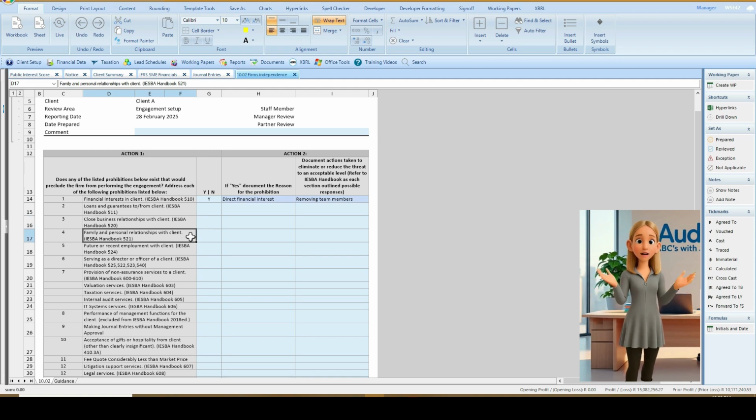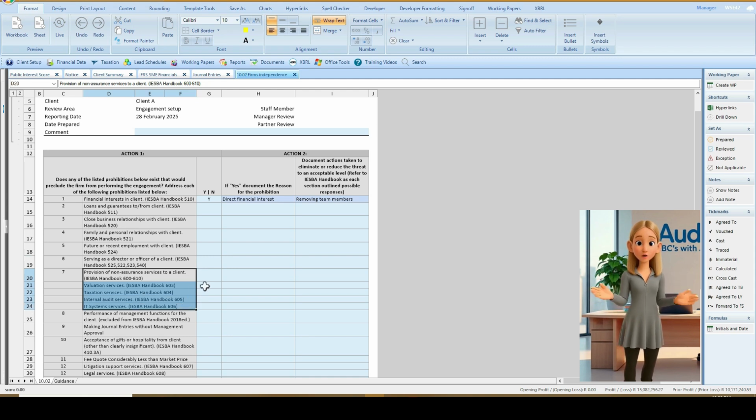Number 4, family and personal relationships, like if your audit partner's spouse works as the client's CFO. These relationships risk bias or the appearance of bias. Number 5, future or recent employment, like if your engagement partner has just joined from the client's finance team. This could influence how evidence is interpreted. Number 6, serving as officer, director, or company secretary. Taking management positions destroys independence. This is completely prohibited.